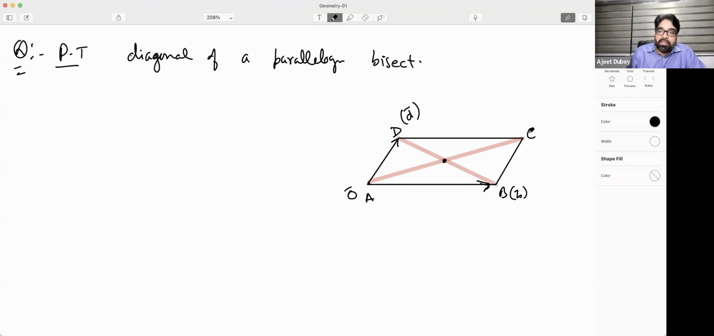Now, what is this C vector? Anybody can tell me. B vector and D vector, yes, because this is a parallelogram. So this will be B plus D, and this will be B minus D, but this I don't require. This point's position vector is B plus D. I have to check in what ratio it is divided.